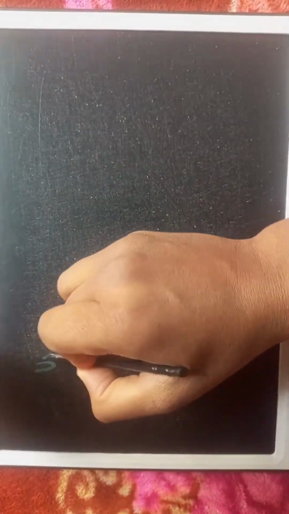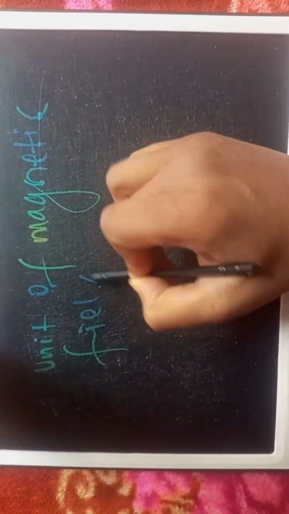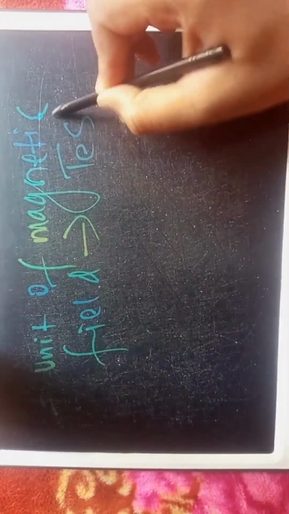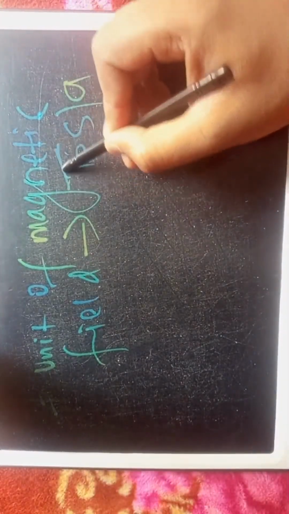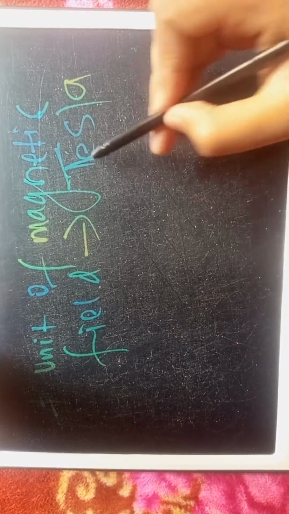Now turning to the next question. What is the unit of magnetic field? The unit of magnetic field is Tesla. Most important word: the unit of magnetic field is Tesla.